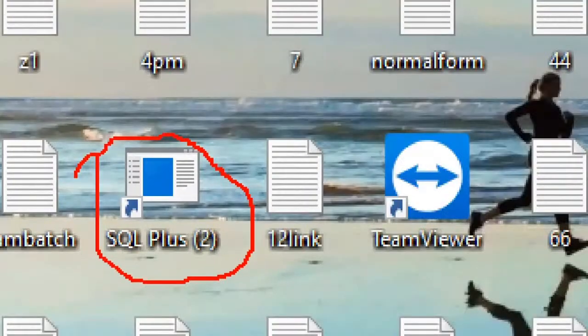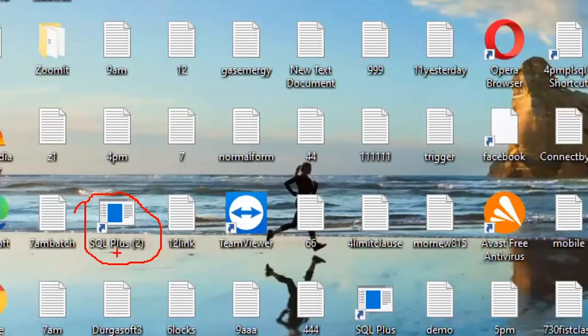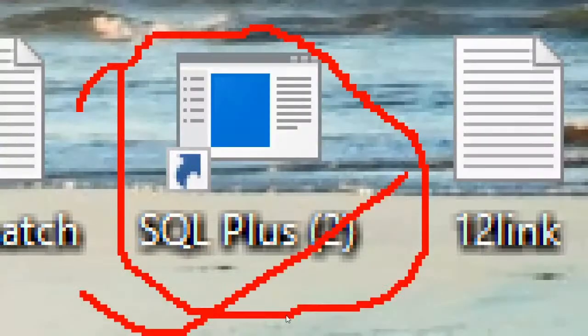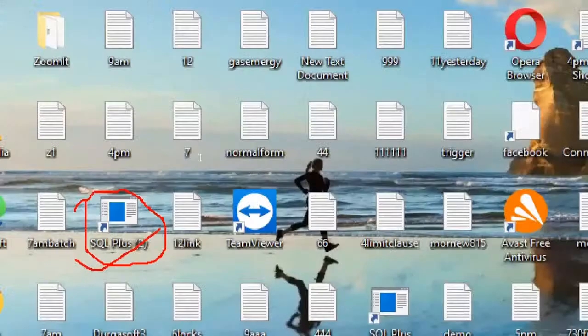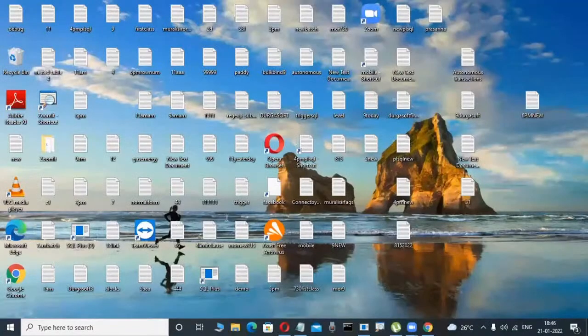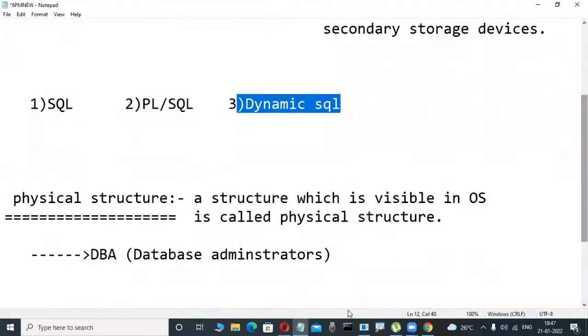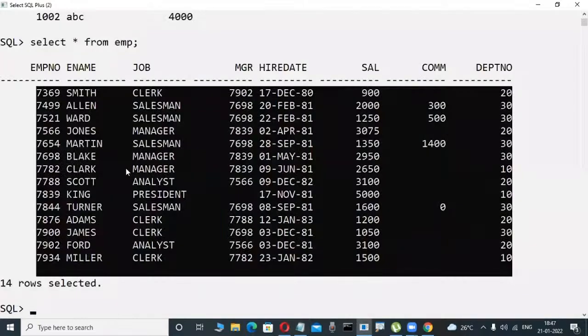What is this one? I'm installing Oracle. What is this one? SQL Plus is there. SQL is a long way, you have an idea. Okay, fine. PL/SQL is a long way. Some coding is there. Dynamic SQL is a long way. Daily we are writing coding. But unfortunately, here another thing is there in my system.